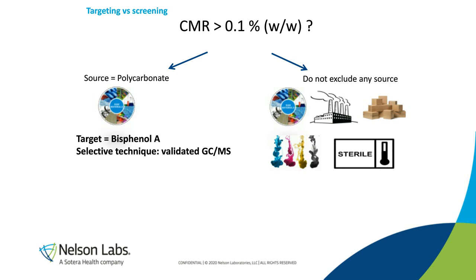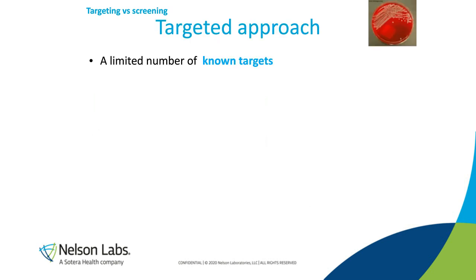So the screening technique helps us kind of brush through. We may do a targeted technique looking for specific CMRs, but we can't just say that's it, we're done. We've identified the possibility of that 0.1% by weight without doing some kind of screening for anything else that could be there that's unknown. So the targeted approach is limited to the known amount of targets.